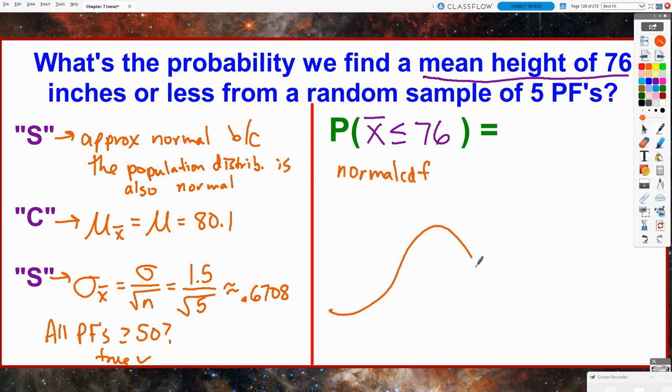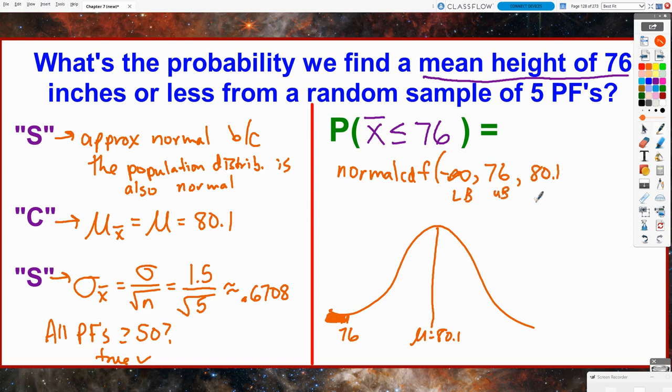And if I wanted to see a nice picture here, the mean in the middle is 80.1. 76 is going to be very far away, if you want to figure out how many standard deviations that is. And we are going less than or equal to it. So the lower bound, theoretically negative infinity, realistically 0. 76 is our upper bound. Mean 80.1, standard deviation 0.6708. How rare is it?